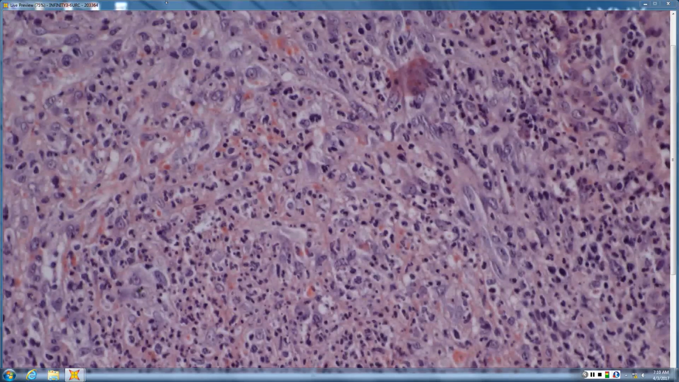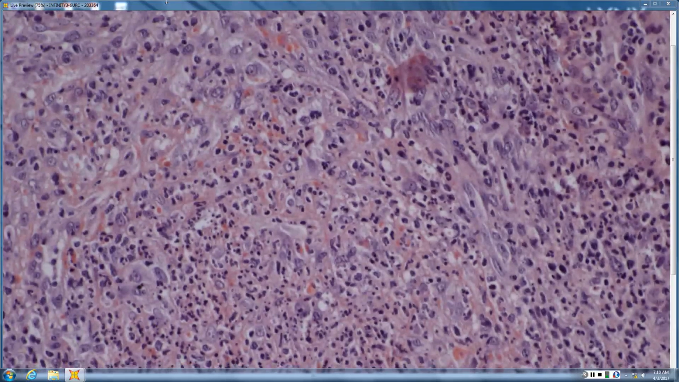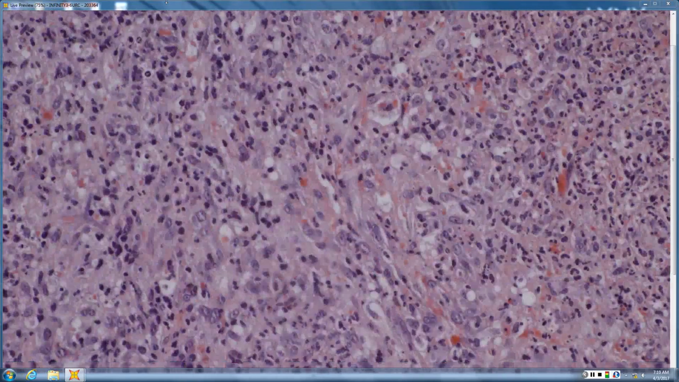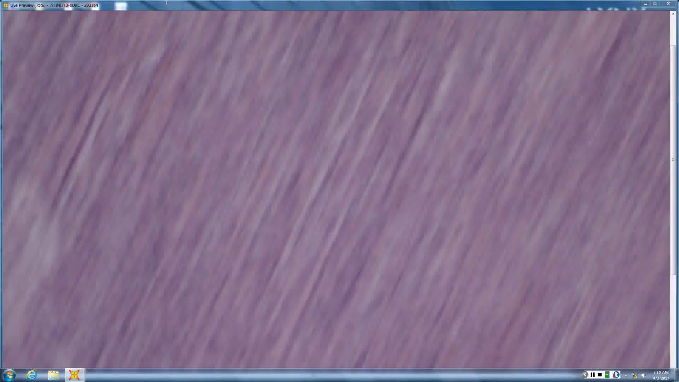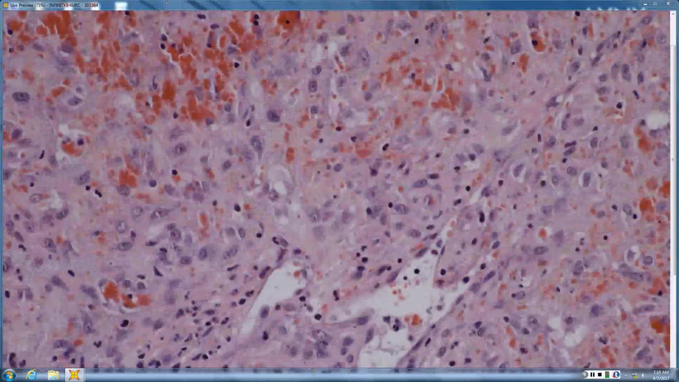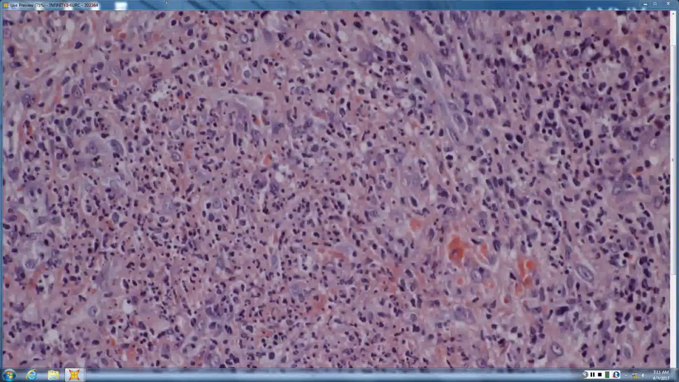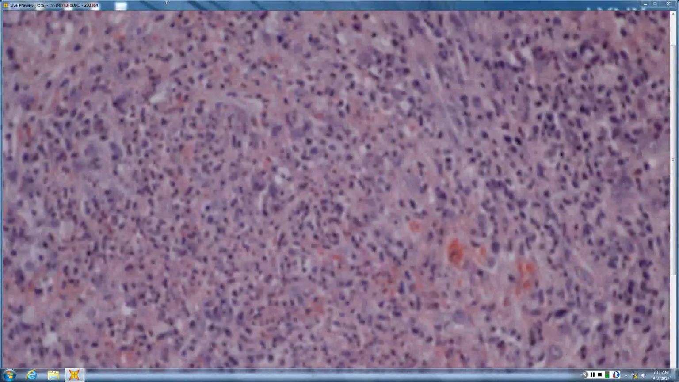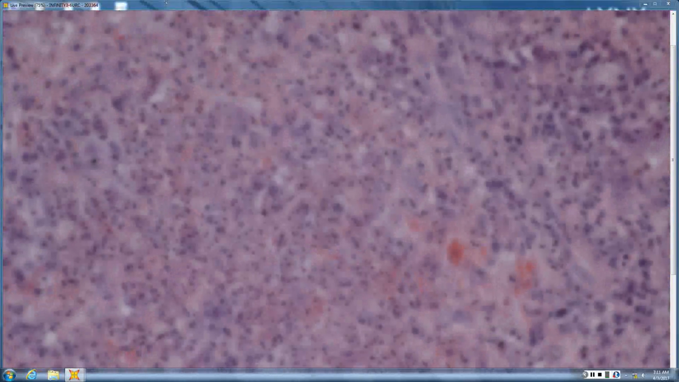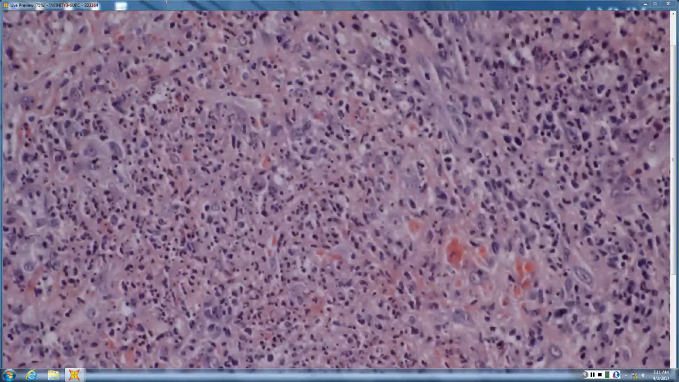Now you may get lucky too and see some amphophilic bacterial colonies and things. I don't really see any right now offhand, but that can certainly help you too if you can actually see some stuff that's suggestive of organisms. But this is bacillary angiomatosis.